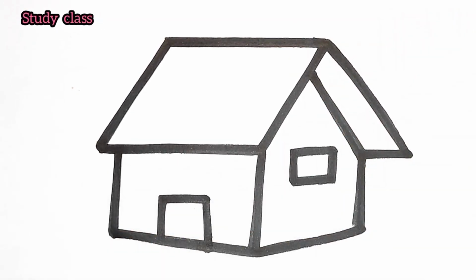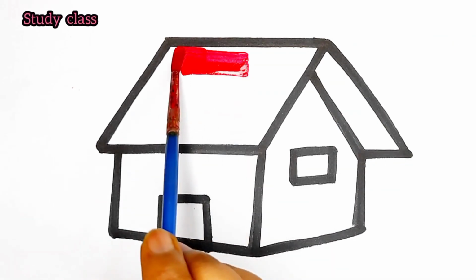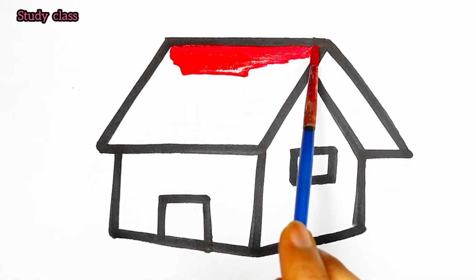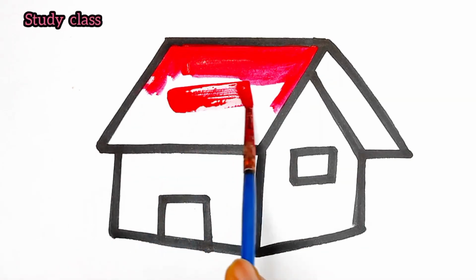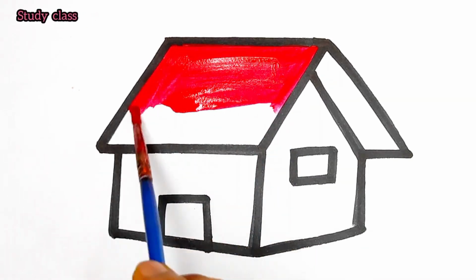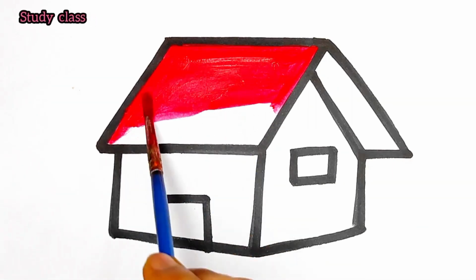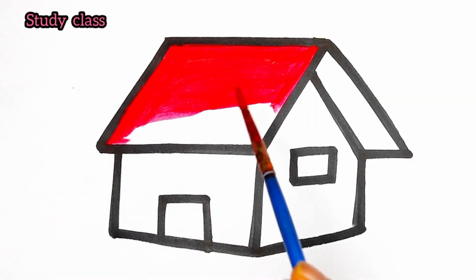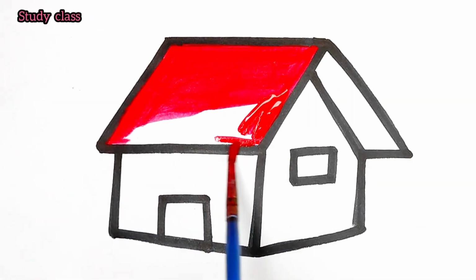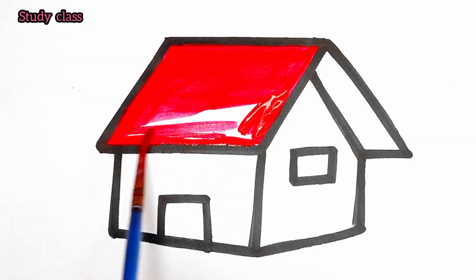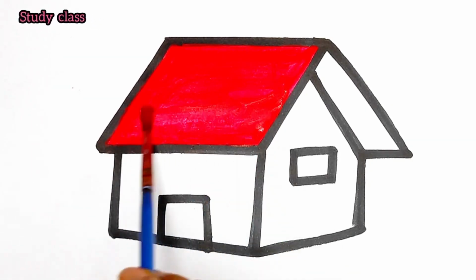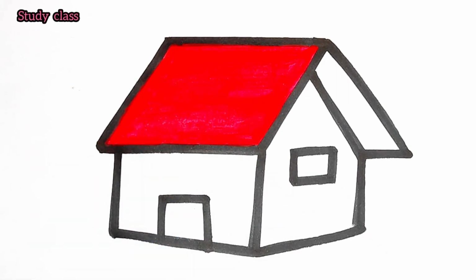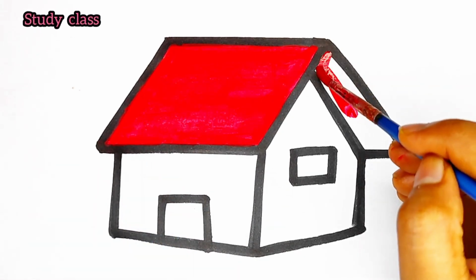Now, it's time to coloring. We use red color to color the roof, the top of the house. Red color.